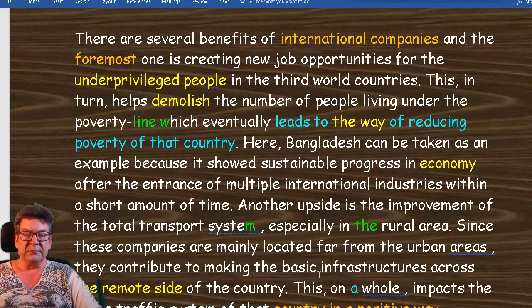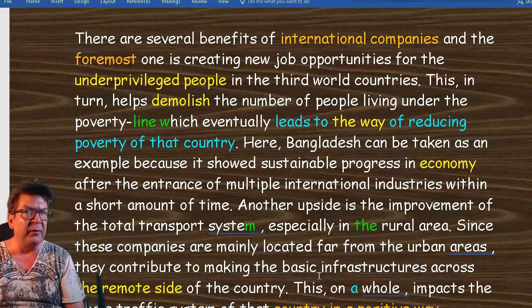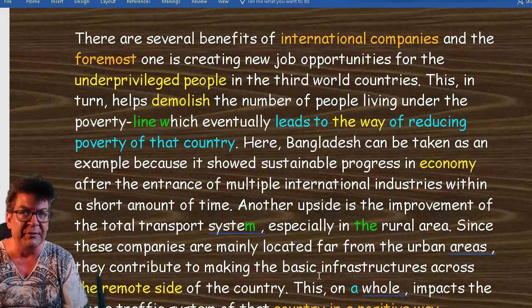Okay, here, Bangladesh can be taken as an example because it showed sustainable progress in their economy, probably better, after the entrance of multiple international industries. Ooh, that's hard to say. How does the sustainable progress, there can be a lot of progress in a country economically and only have it benefit a very small number of people. I'm sure that's common throughout South Asia. And here in Myanmar, I know that's what happens.